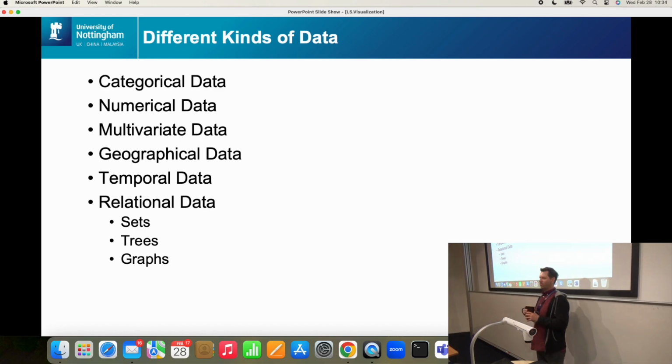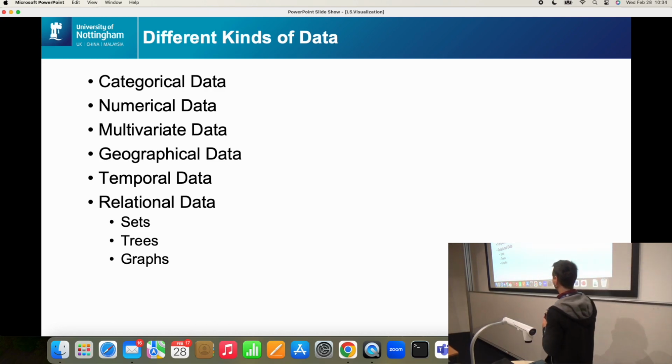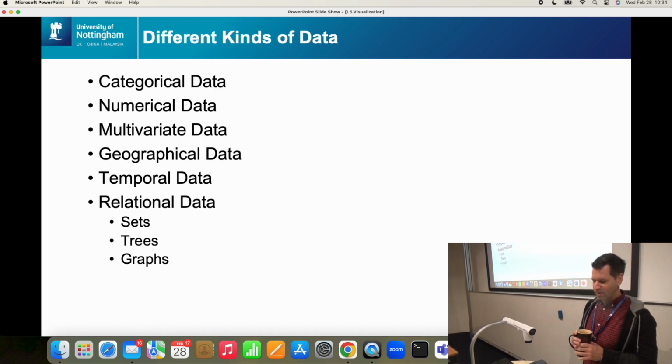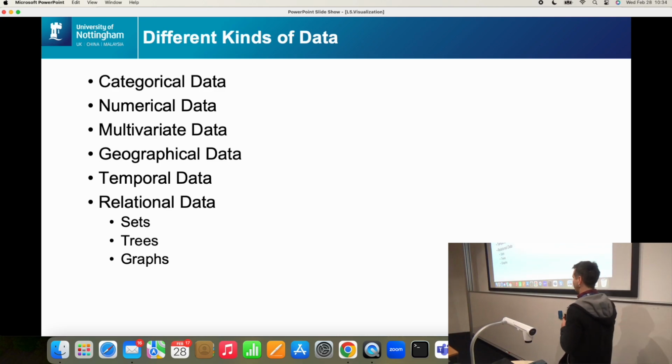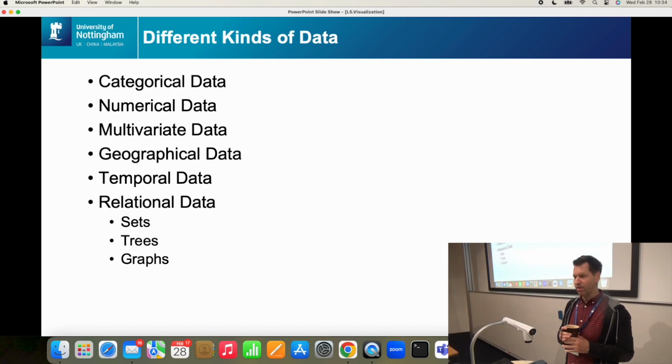And of course, we have lots of different kinds of data. I think everybody here knows that already. Categorical data, so data that fits into different categories. Numerical data, data expressed with numbers. Multivariate data. So, for example, things like temperature and pressure together, right? When you look at the weather forecast, it's multivariate data, right? You have a temperature, you have a humidity, you have a probability of rain, you have a wind measurement, right? That's multivariate data.